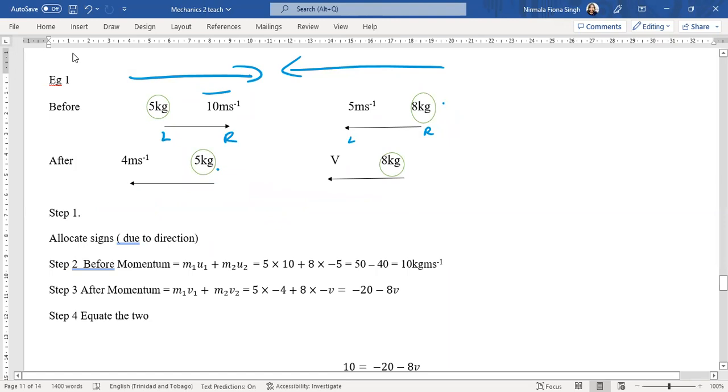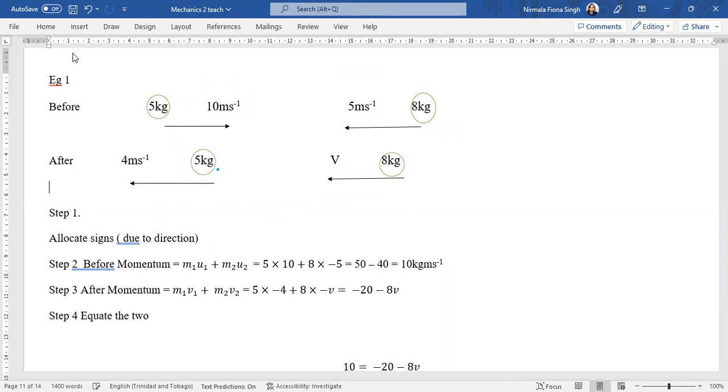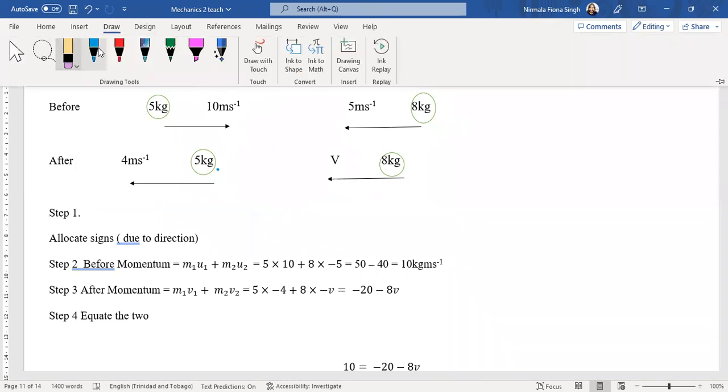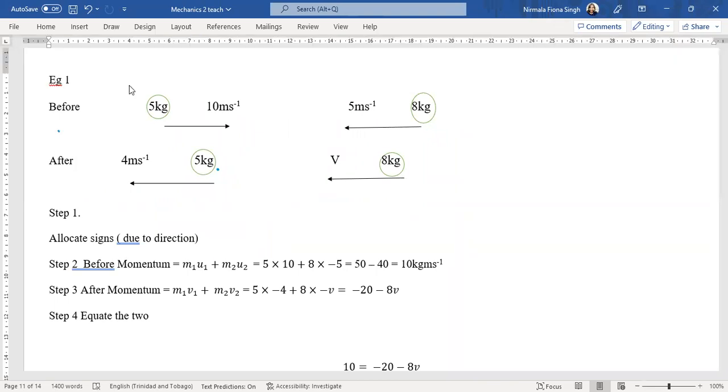All right, so the very first thing we do when we're doing a question like this, we write down our diagram, or we sketch a very simple diagram. Y'all, it's just circles and a line and some numbers. It's nothing complicated. Rule number 1, you allocate our signs. So you're all going to have to help me with this one. Is my 5 kilogram object traveling with positive 10 or negative 10?